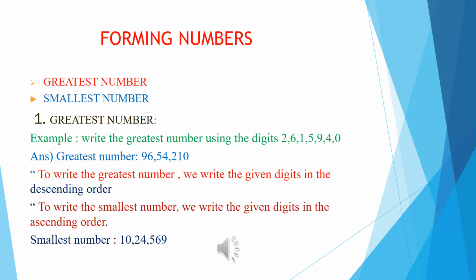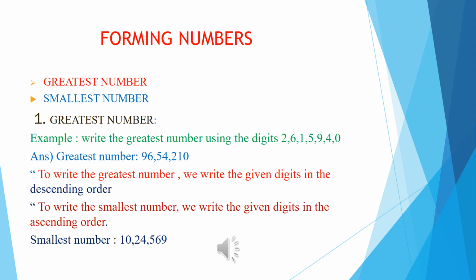So to form the greatest number, we have to arrange the given digits in descending order, that is from biggest to smallest. So the biggest one is 9, then comes 6, then 5, 4, 2, 1 and 0. So the greatest number which can be formed using the digits 2615940 is 96,54,210.